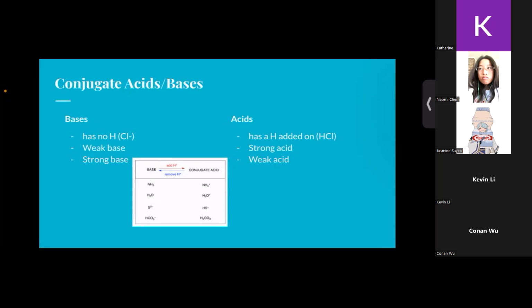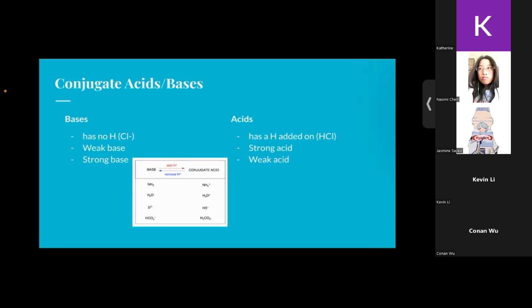And you should also remember that when you have a weak base, the conjugate acid will be a strong acid. And when you have a strong base, the conjugate acid will be a weak acid. It's always opposite. And below the picture there, you have a list of 4. So you see how bases are always having one less H than the acids.